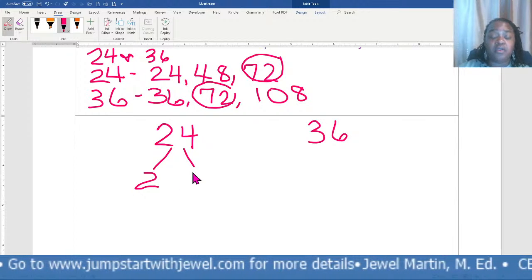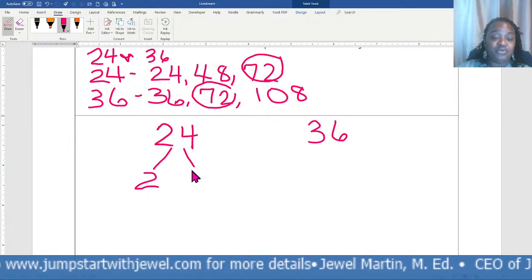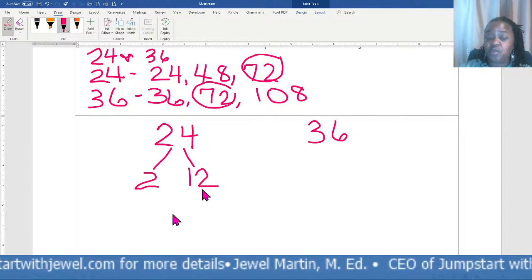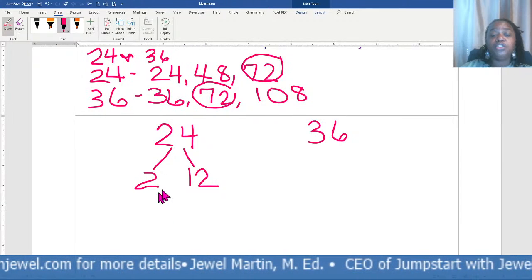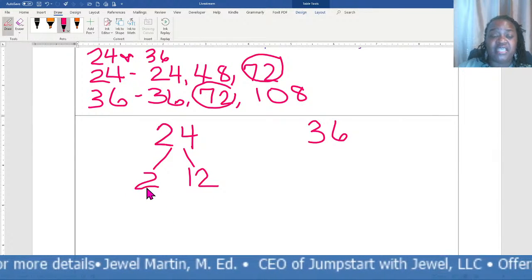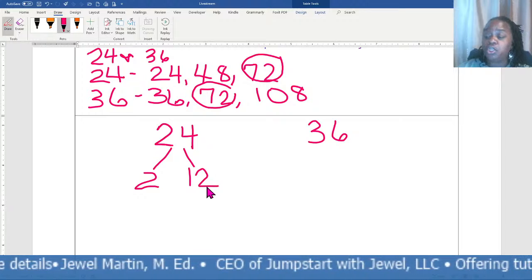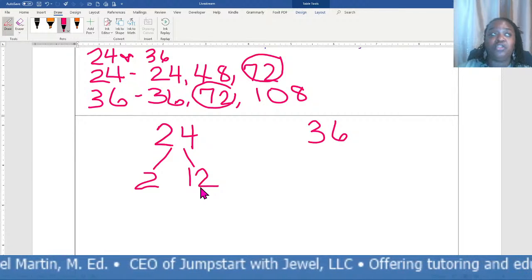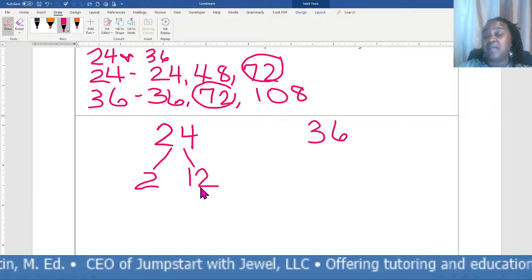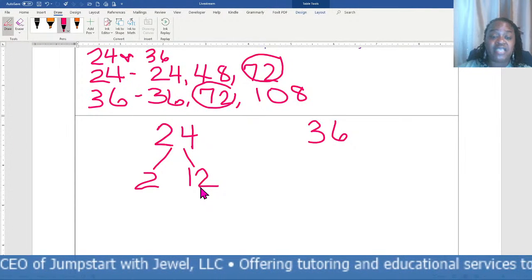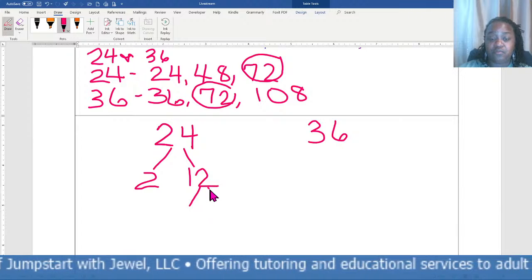And so the other factor opposite of 2 is going to be 12, because 12 times 2 is 24. So 2 is a prime number. We can't go any further. We can't break that down into any more factors. But 12 has more factors. So what are a couple of factors of 12? You can use 2 times 6 is 12, or you can use 4 times 3 is 12. So in this case, I'll use 6 and 2.